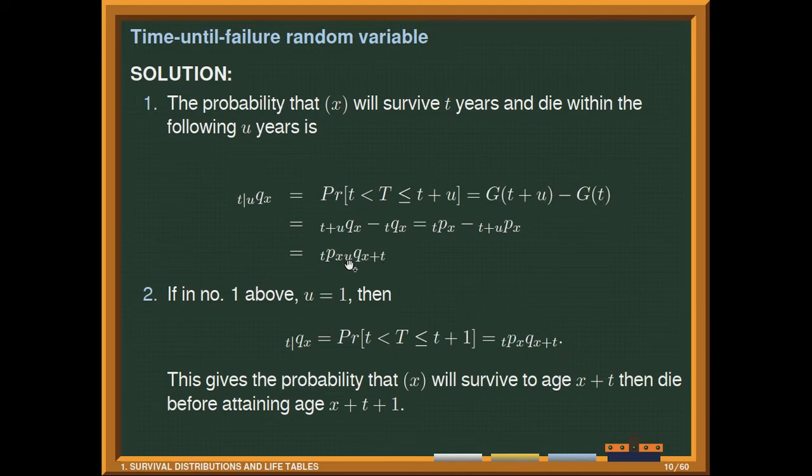Again, the u here is supposed to be 1, so we did not write it anymore. So in terms of this representation, this is tpx times qx plus t. That would be the probability that a person age x will survive for t years, multiplied by the probability that a person age x plus t will die within the next year.